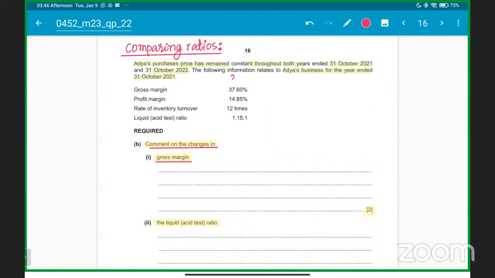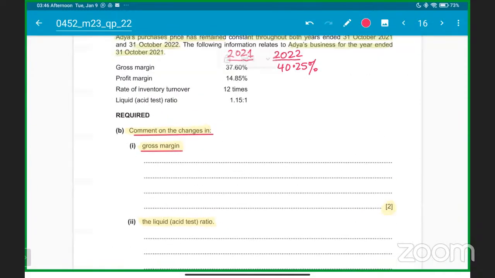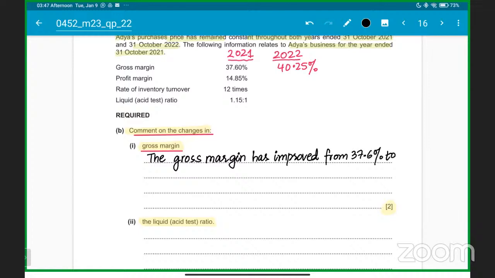These are for 2021 October, and 2022 October is 40.25. So how will you comment on this? Always remember the first comment is very simple. You will have to write that the gross margin has improved. Everyone getting it? It is increasing now. The gross margin ratio has improved from 37.6% to approximately 40.25%.